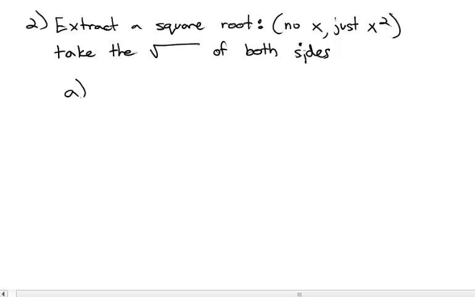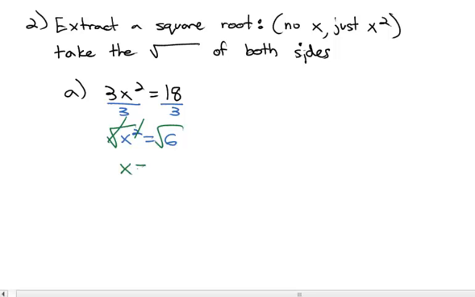So for example, if we have 3x squared equals 18. Before we take the square root of both sides to get rid of that x squared, let's get the squared part alone by dividing both sides by 3, giving us x squared equals 6. Then we can take the square root of both sides because square and square root are inverses, leaving x equals plus or minus the square root of 6.